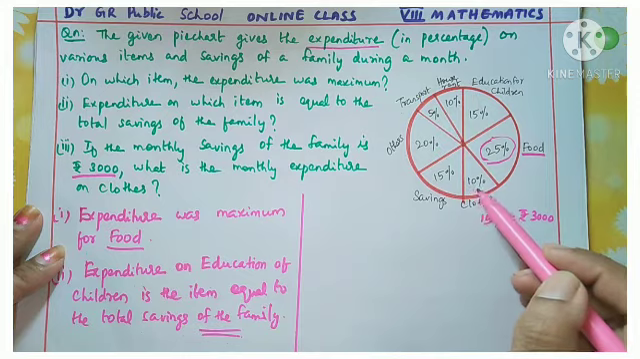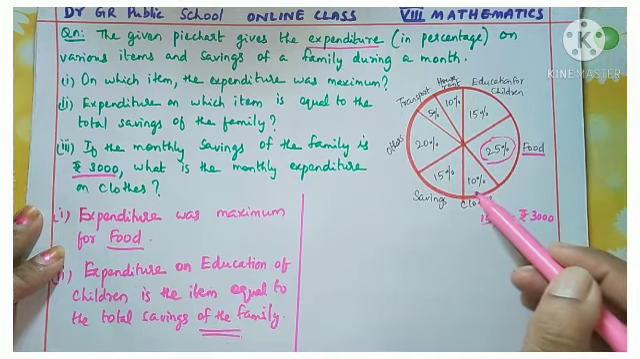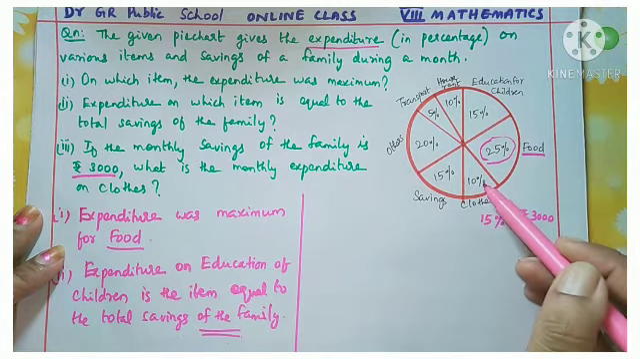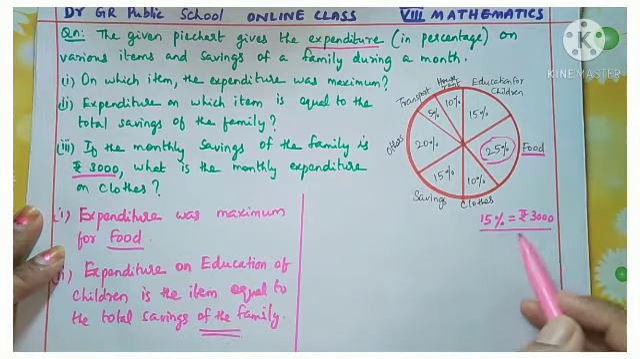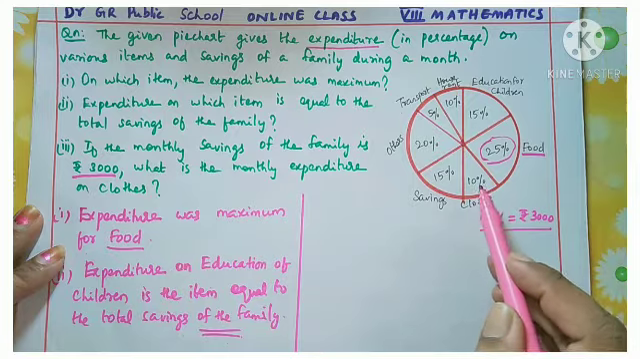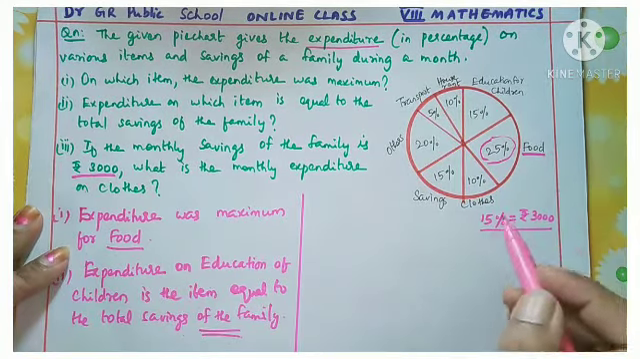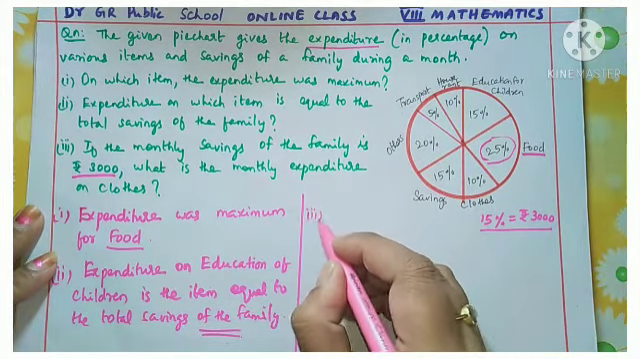10%. So it is given in percentage, clothes 10%. We want to find out how many rupees is spent for clothes. Okay, so already we know clothes is 10%. So from this 15% equal to 3000 rupees, we want to find out this clothes 10% is equal to how many rupees. Understood? Okay, so how are we doing it, listen. So this is the answer for the third question.